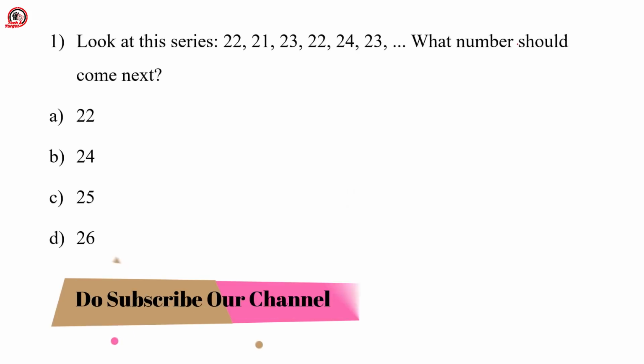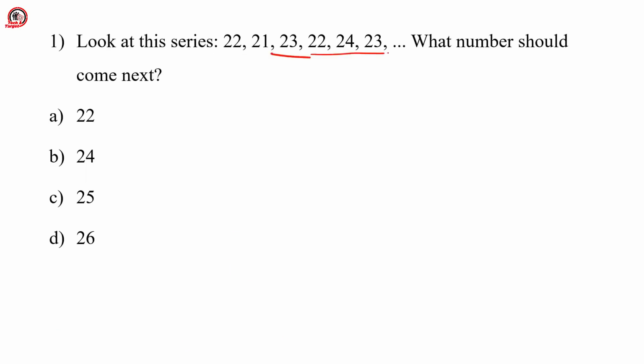So the first question says, look at this series: 22, 21, 23, 22, 24, 23. What number should be coming next? If we write these numbers one by one, and see what the difference is between these two numbers, it is actually -1, right? So from 22, we are subtracting 1.